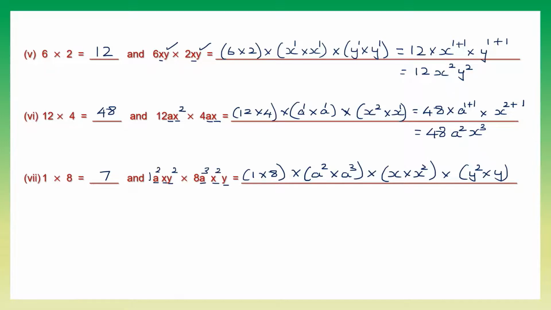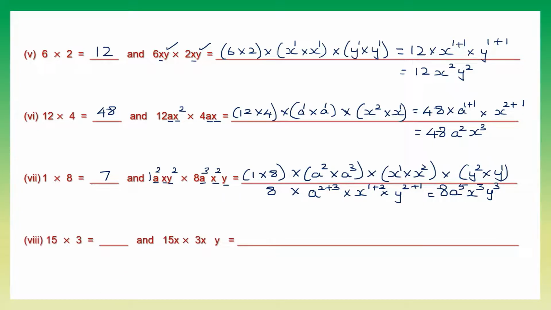So now let's see, 1 8s are 8 into a to the power of 2 plus 3 into x to the power of 1 plus 2 into y to the power of 2 plus 1. So that will be 8 a to the power of 5, x to the power of 3 and y to the power of 3. So this is our answer. 8, a to the power of 5, x to the power of 3 and y to the power of 3.